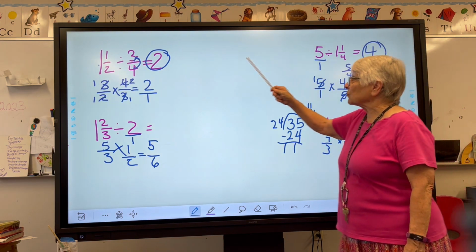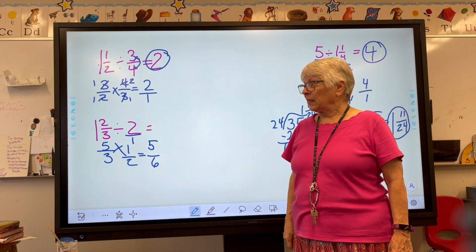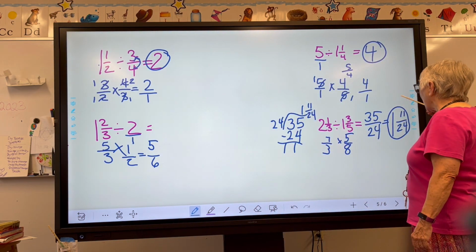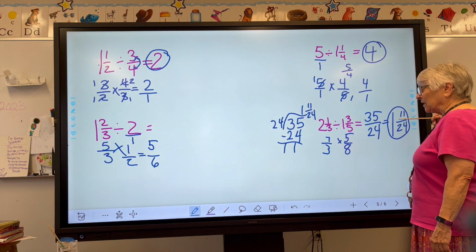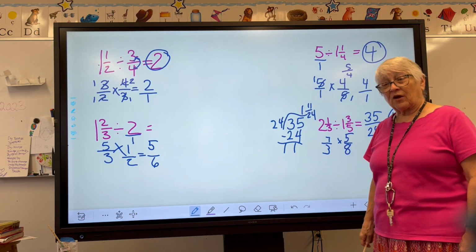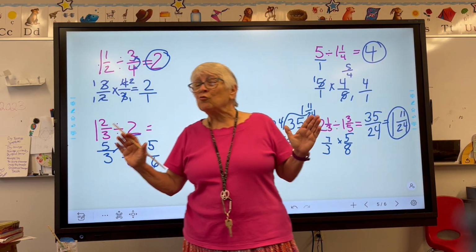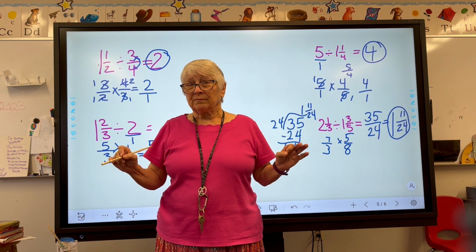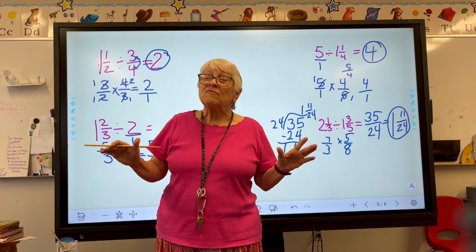So sometimes your answers can be whole numbers. Sometimes they can be proper fractions. Sometimes they can be a mixed number from an improper fraction. So that's the story about dividing fractions. I don't think we'll have a part 3.